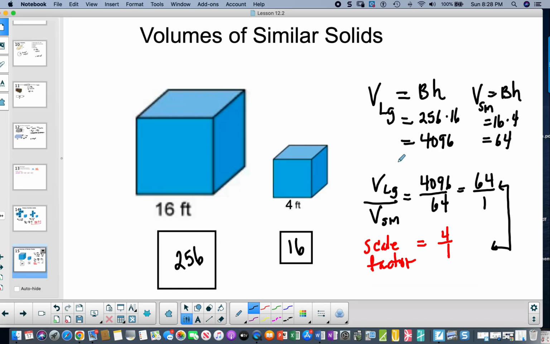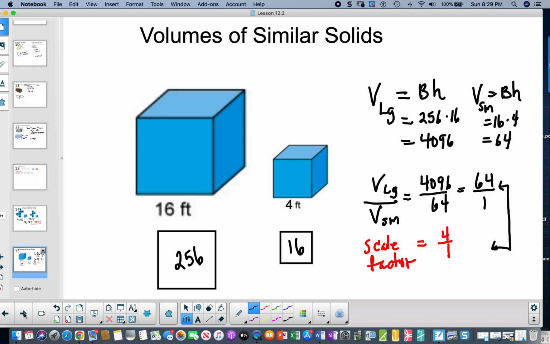Now let's take a look at volumes. The volume is the area of the base times the height. Remember, the base is going to be a square for a cube. So this is going to be 4,096. The volume of the small cube will be 64. If we compare the two volumes, it'll be 64:1. Remember that the ratio of the two sides is 4:1. So 64:1 and 4:1, notice that instead of squaring like we did with areas, we're actually cubing.